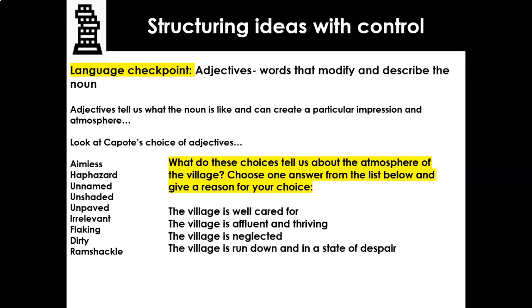All I want you to do is to choose one answer from the list below, but have a reason for your choice. So do these adjective choices help you to imagine that the village is well cared for, that the village is affluent and thriving, that the village is neglected, that the village is rundown and in a state of despair? So which do you think is the best answer based on the words aimless, haphazard, unnamed, unshaded, unpaved, irrelevant, flaking, dirty, ramshackle? I would love you to give me a because in your answer. So you might say the atmosphere of the village is well cared for because, and then you're just going to complete that sentence for me, okay?